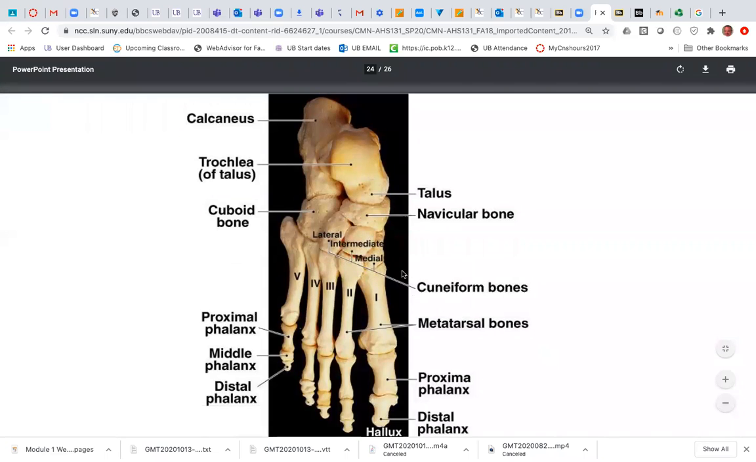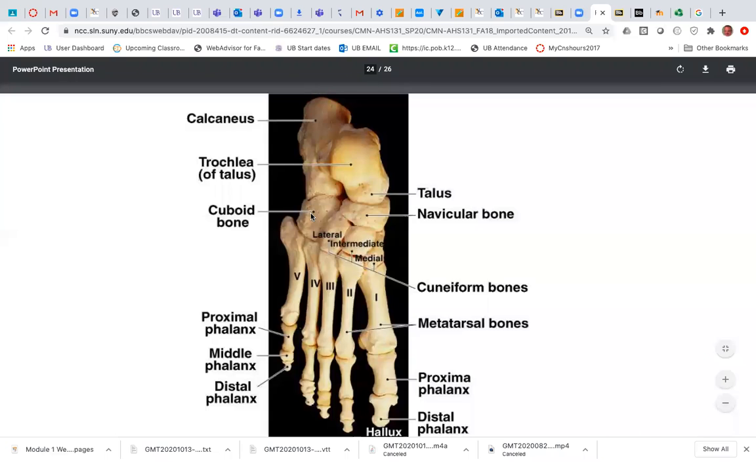Cuneiform bones, there's 3. You can either refer to them as the first cuneiform, second cuneiform, third cuneiform, or cuneiform 1, cuneiform 2, cuneiform 3, or the way it's written out here, which is medial cuneiform, intermediate cuneiform, and lateral cuneiform. They're all synonymous. Lateral to the lateral cuneiform is a bone called a cuboid.